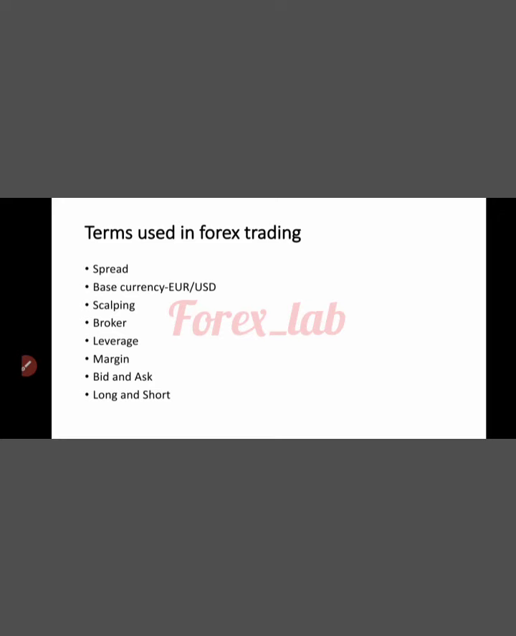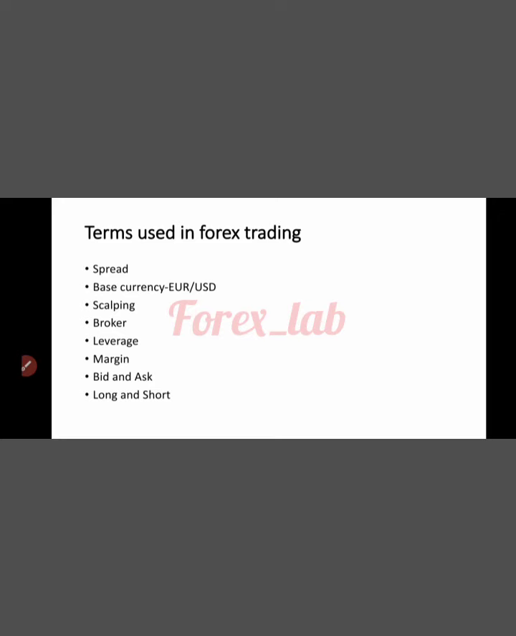So it is very good for a trader to have knowledge of these terms so that you'll be able to know how to go about your trading life. The first on the list is spread. What does it mean, spread?